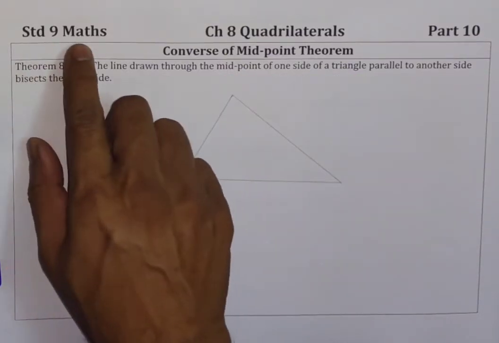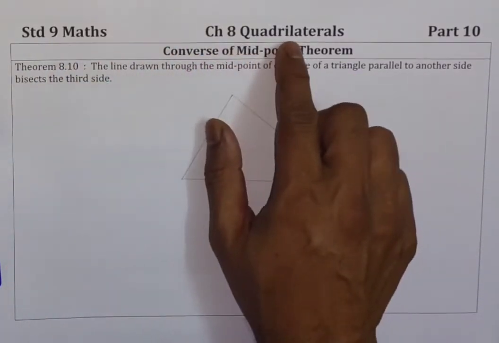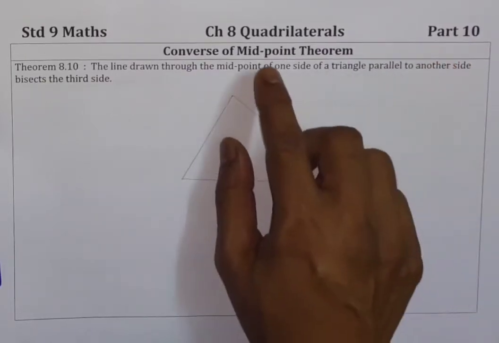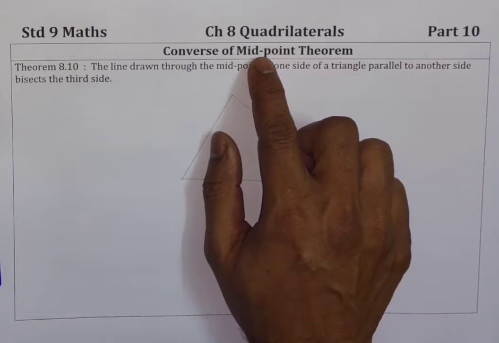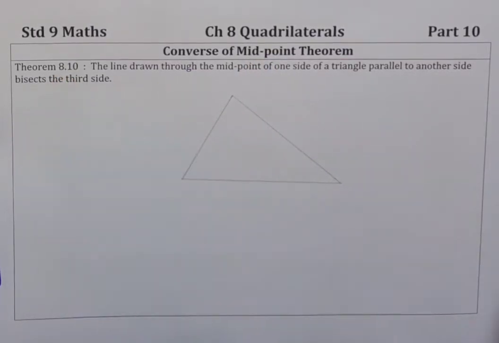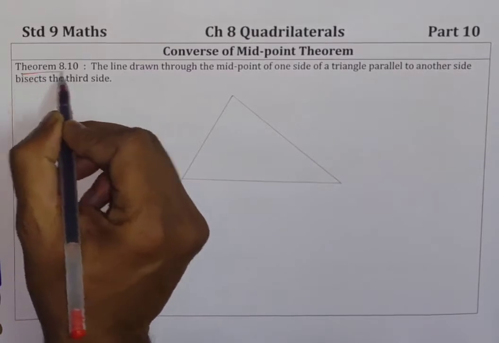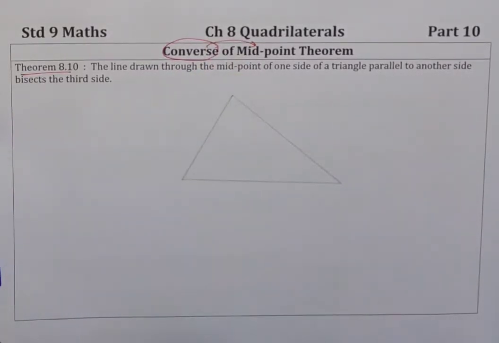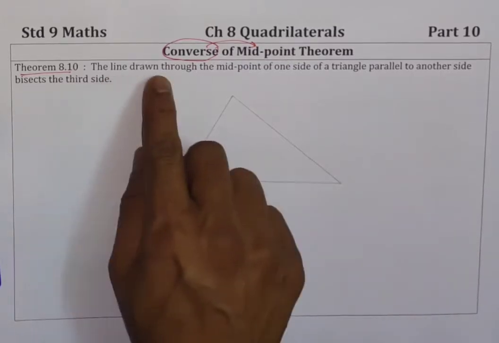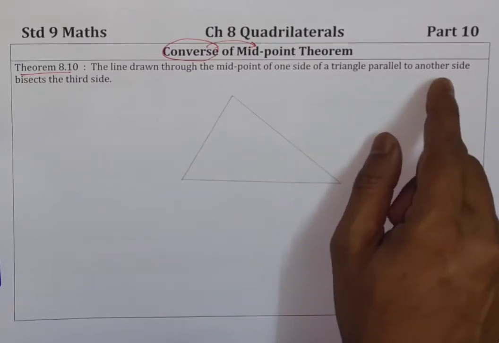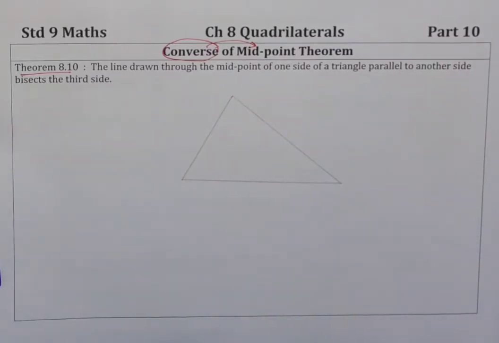Students, to standard 9th maths, chapter 8 quadrilaterals, and we are in the 10th session. In the previous session we learnt the midpoint theorem, which was theorem number 8.9. Now we are going to learn theorem number 8.10, which is actually the converse of the midpoint theorem. Let us see the statement, children. A line drawn through the midpoint of one side of a triangle parallel to another side bisects the third side.